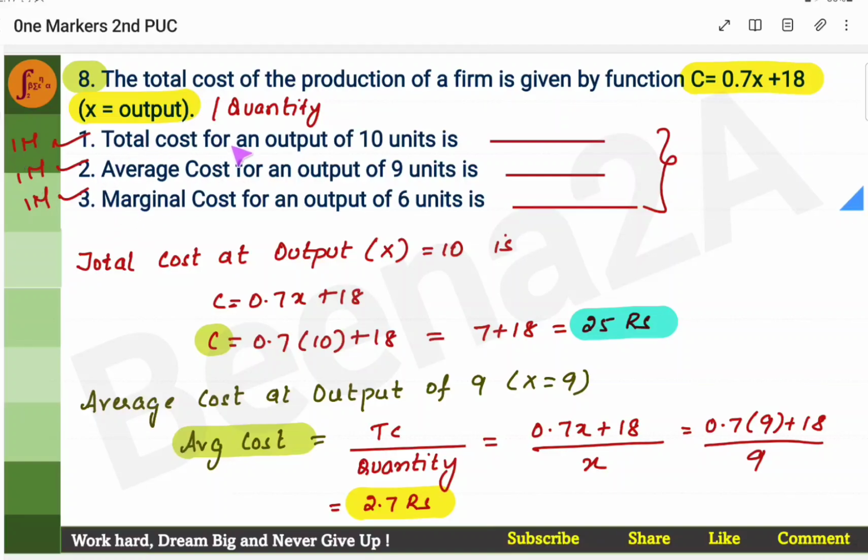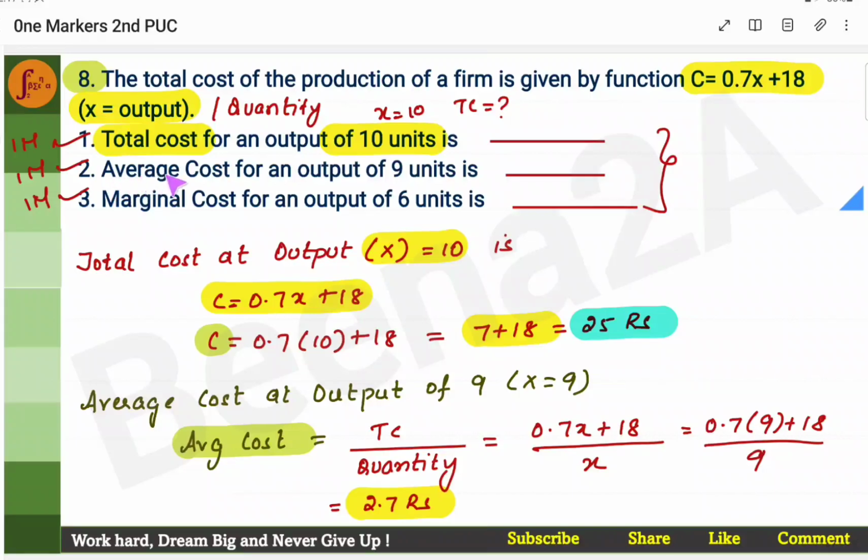So total cost for an output of 10 units. That means what is the total cost when x is equal to 10? Cost is given here. Just substitute. This is the total cost, that's given in the question. Substitute x as 10 units. You'll directly get the cost, 25 rupees.